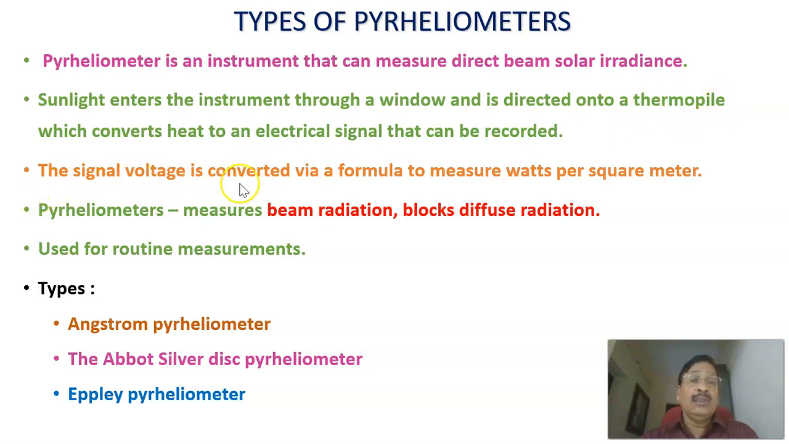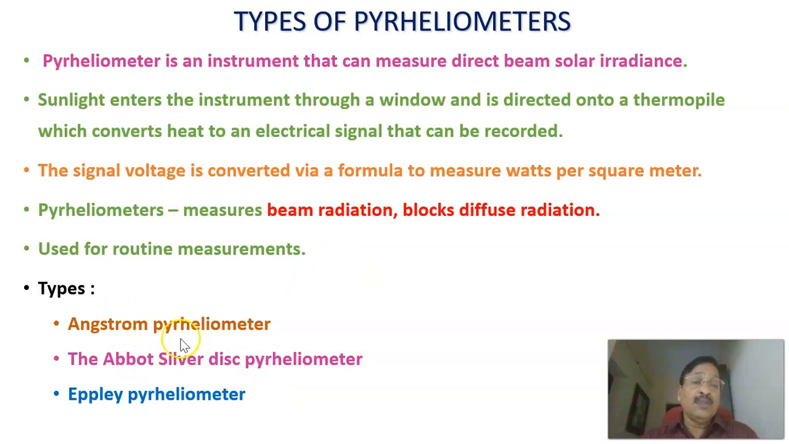The signal voltage is converted via a formula to watts per square meter. That radiation can be calibrated in terms of watts per square meter. Pyrheliometers measure beam radiation and block diffuse radiation. They are used for routine measurements of solar radiation, measuring the direct radiation.